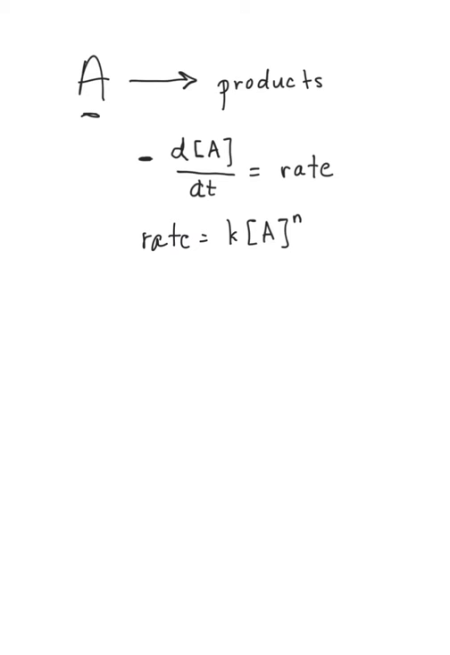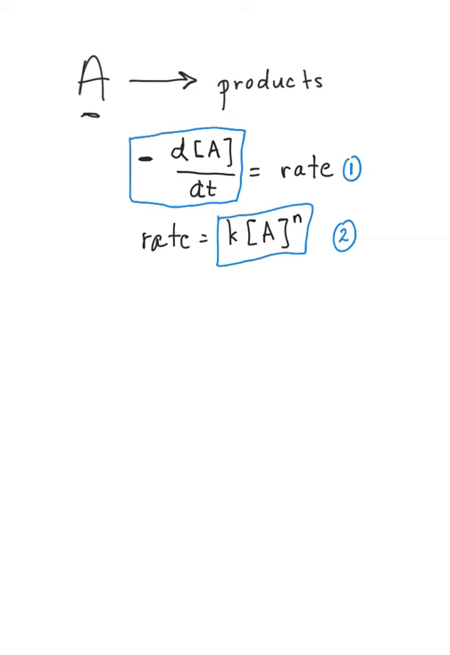Notice that both of these relationships, equation 1 and equation 2, give us rate. Rate is equal to negative change in concentration of A over time, or rate is equal to a rate constant K times the concentration of A raised to some power. Wouldn't it be useful if we could just set those things equal to each other? Let's do that. The change in concentration of A with respect to time is equal to a rate constant, K, multiplied by the concentration of A raised to some power.